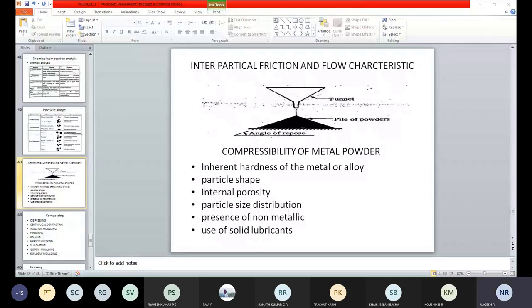So the internal porosity depends on the fine particle size and shape. Internal porosity in powders becomes isolated during the pressing, and this traps air within the particles. Now, the air is highly compressible.